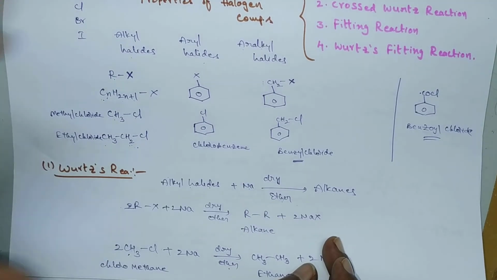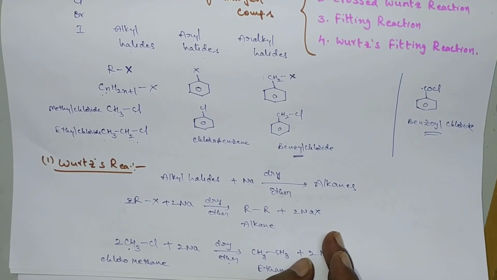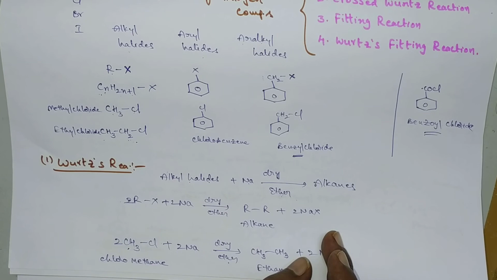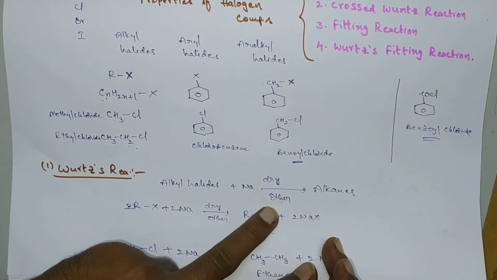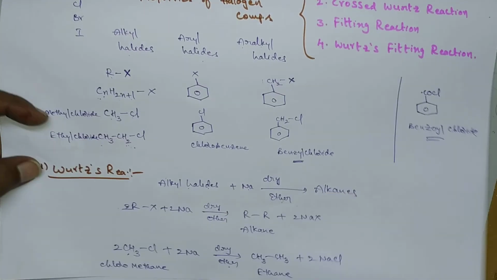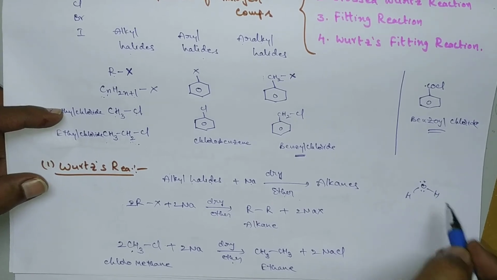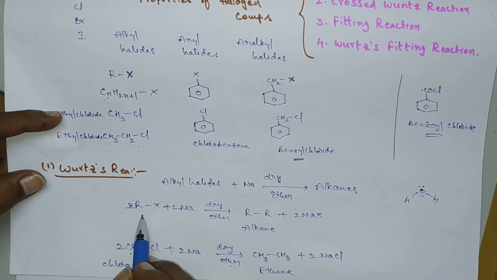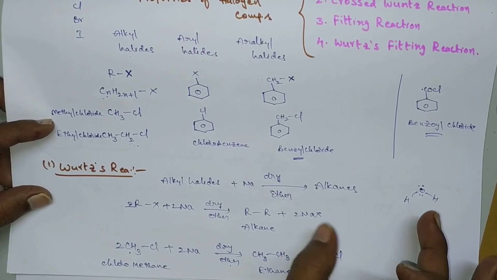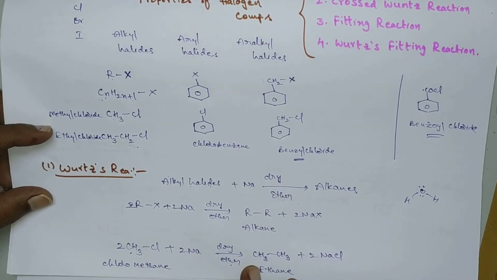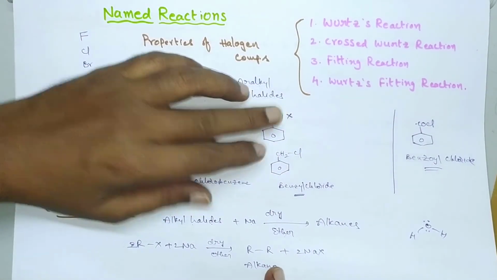Because if the ether is moist, meaning it consists of some water molecules, then the product is always alcohol. Remember that point. Water consists of OH minus ions, so the OH nucleophile will be involved in a nucleophilic substitution reaction. That's why alcohols may be produced. To avoid the production of alcohols, we have to use dry ether only. So this is about these four types of reactions.